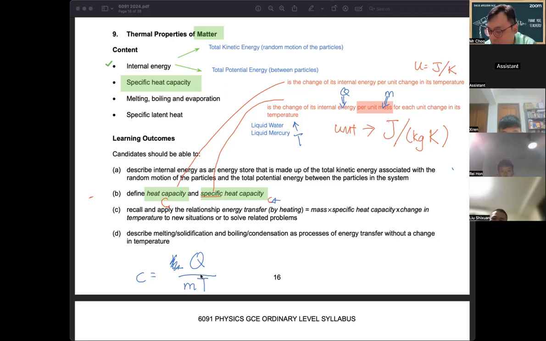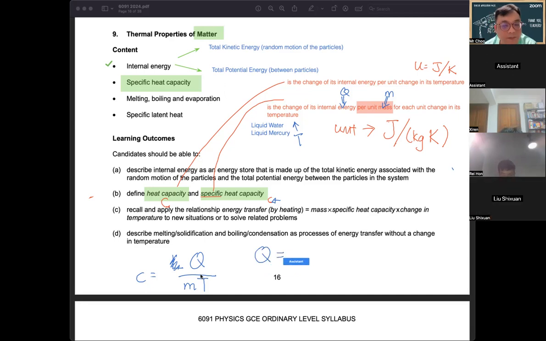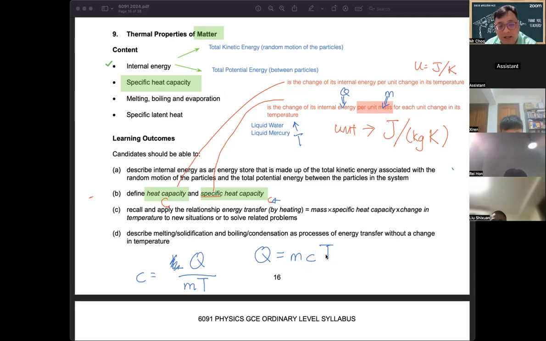Then, if I were to make Q the subject, then I will be able to get M, C, and T. Are you clear about this? If I make Q the subject, CMT comes to the other side. So M is the mass of the object, C is the specific heat capacity of the object, and T is the change in temperature. So instead of using T, what we like to do is actually write down change in temperature. In this case, temperature, we use theta.